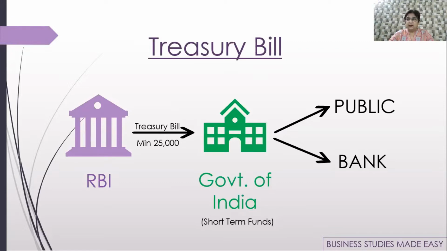And what the government of India does is they sell these treasury bills either to the bank or to the general public. And these treasury bills mature within 1 year and they are issued at a discount. For example, if there's a treasury bill of 1 lakh, then you will get it for 98,000. And after the expiry of the time, you will get 1 lakh. So they are issued at a discount, but it is issued by RBI on behalf of the government of India.